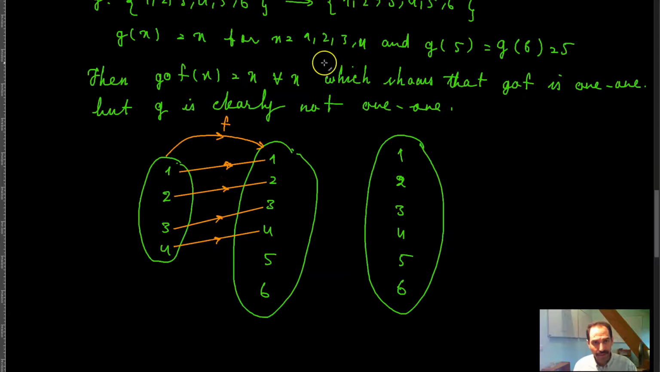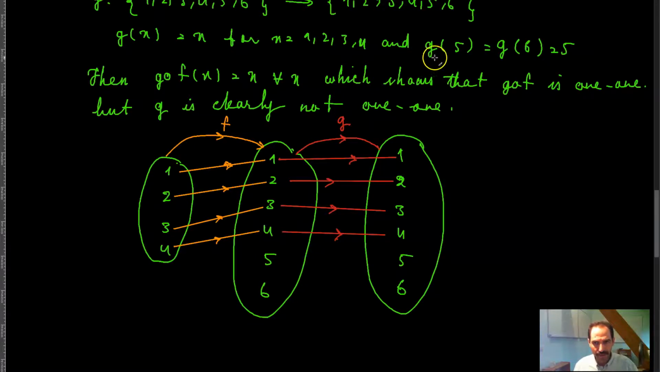Now under g, which is the other function here, we have g(x) = x for 1, 2, 3, and 4. And then for the rest of these elements, g(5) = g(6) = 5. So this is mapped to this one, and this is also mapped to this one. And because of these two, of course you can see that g is not 1-1.